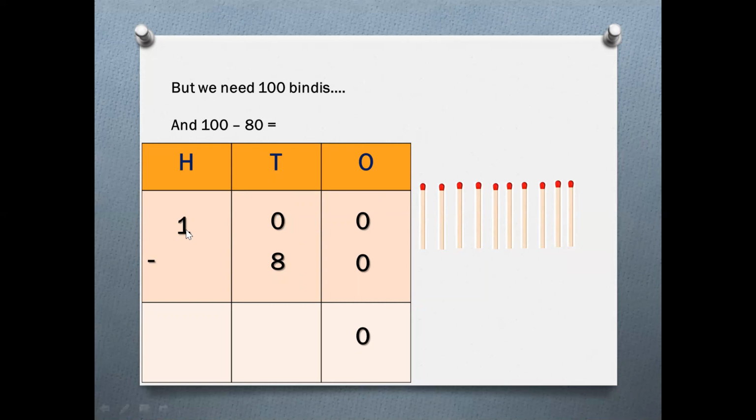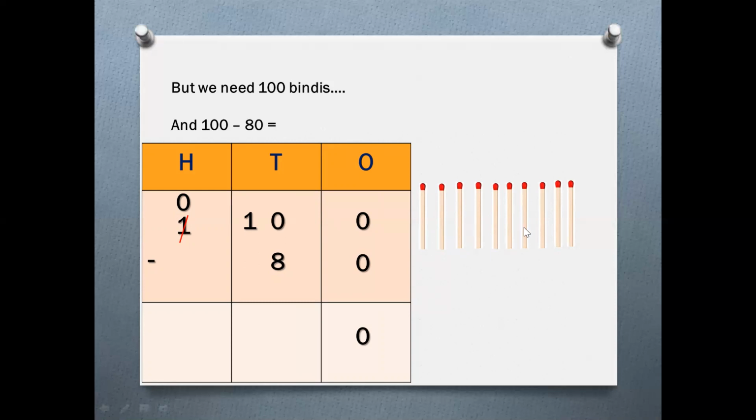Now, this 1, when we borrow it, it is one number less than that. It is cut, so it becomes 0. And that 1 will be transferred to the tens place. That is 10 there. Now, can I subtract 8 from 10? Yes, because 10 is a bigger number and 8 is a smaller number. Now, what is 10 minus 8?